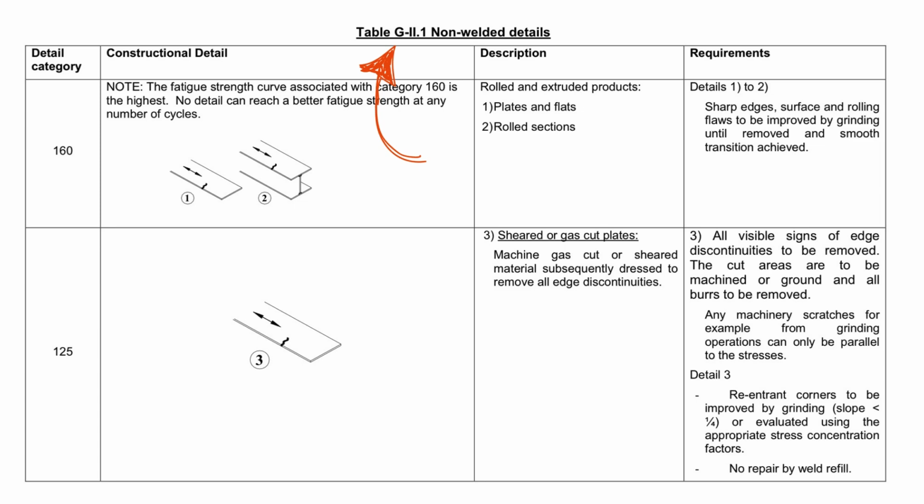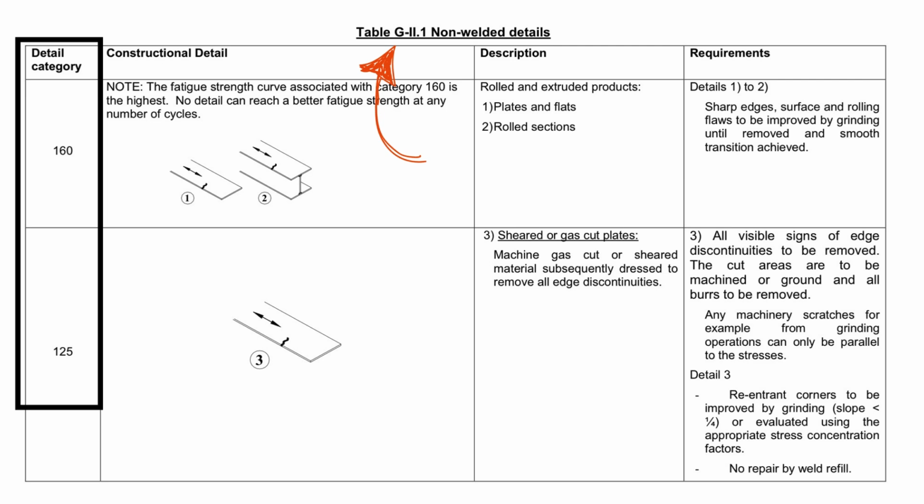The value given in the detail category column is basically the stress in Newton per millimeter square which, if applied to a member for 2 million cycles, will result in its fatigue failure. There is a very exhaustive list given in IRS Steel Bridge Code, and we have to choose the matching construction detail in order to obtain the value of detail category.